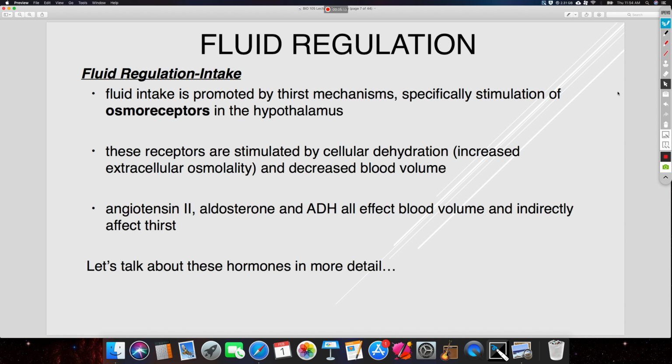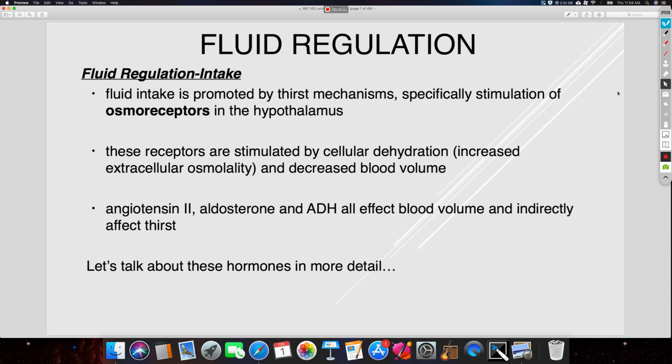Okay, then we talked about fluid regulation as far as intake. So we have receptors in the hypothalamus called osmoreceptors, and they are going to be stimulated by dehydration of cells, by decreases in blood volume or blood pressure, and a couple of other things.